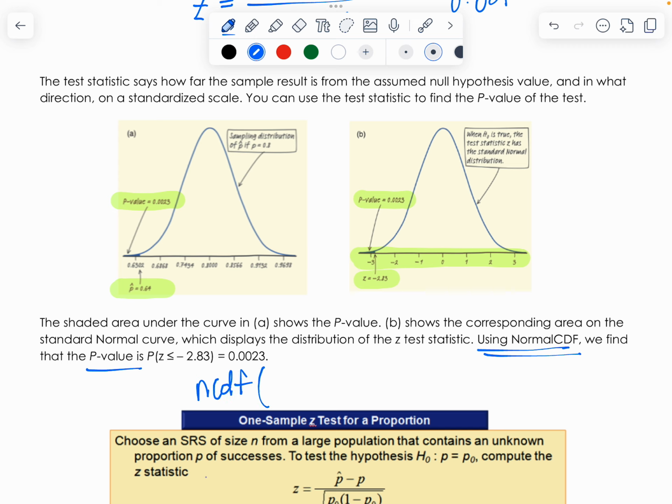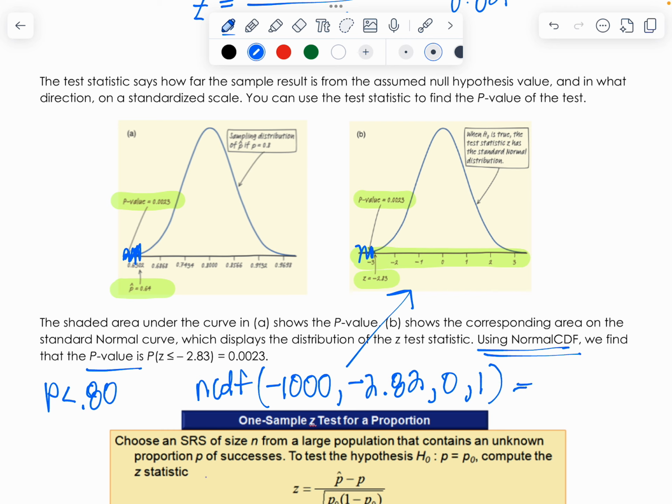because our alternate hypothesis was that p is less than 0.80, that tells me we shade our curve over to the left, right? So negative 1,000 to our test statistic, our z-score, negative 2.82, we found. And on the standard normal curve, that mean is 0, the standard deviation is 1. So if I punch that in my calculator, second vars, normal CDF, negative 2.82.